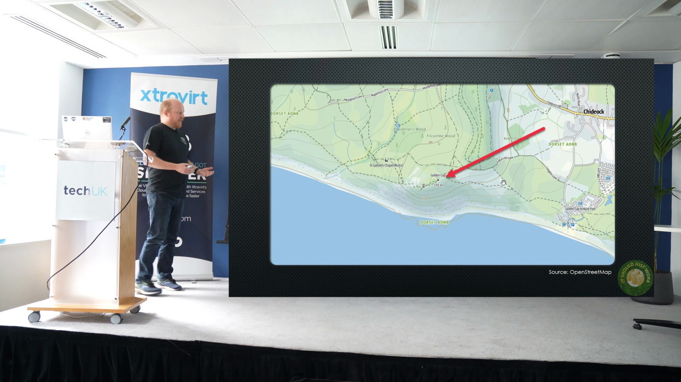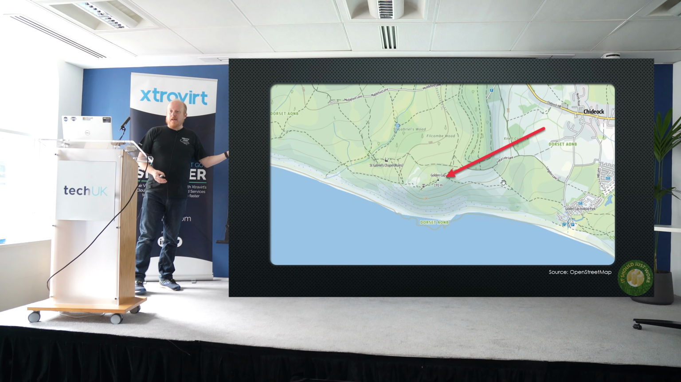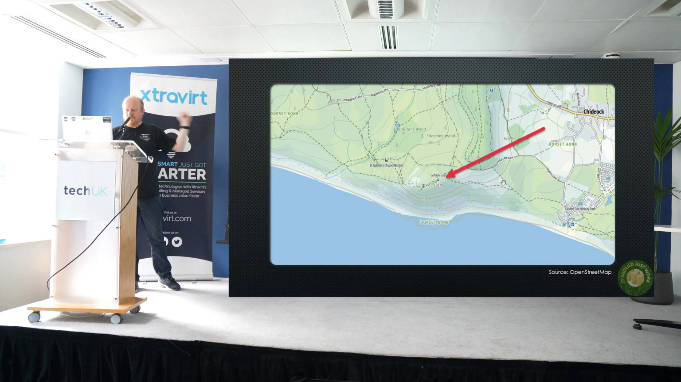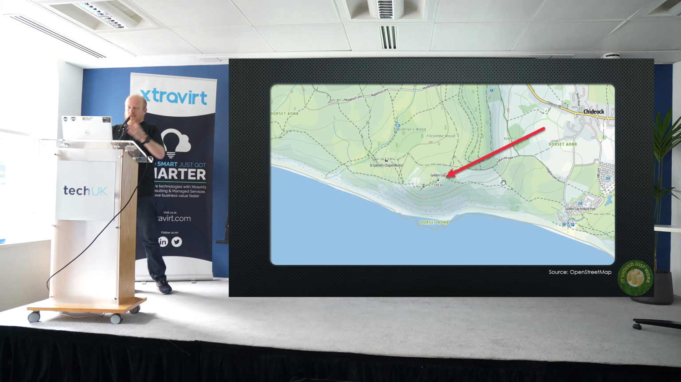Now, the Ordnance Survey isn't the only player here. This is OpenStreetMap. So this is an online community-driven alternative. You can also buy maps from Harvey's, from A to Z, from Michelin, and so on.